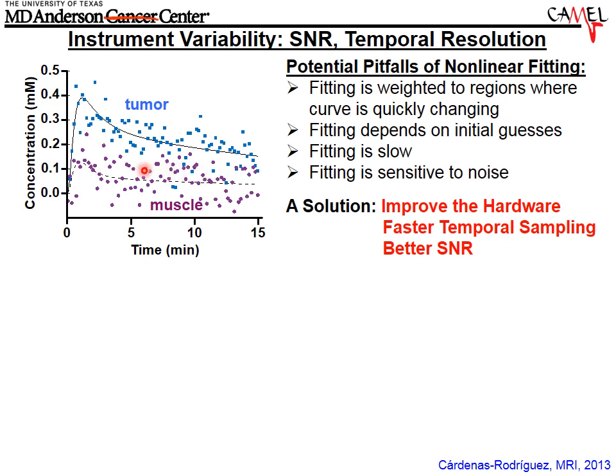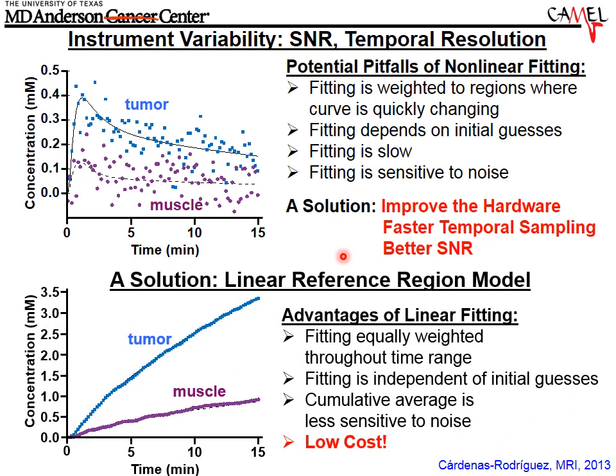Fitting is slow and sensitive to noise. And you can see this really looks like a very difficult problem. One solution is just to buy better hardware. And certainly that is reasonable, but it is also very expensive to do. Another alternative is our linear reference region model.